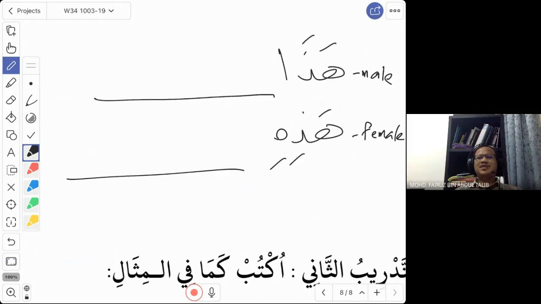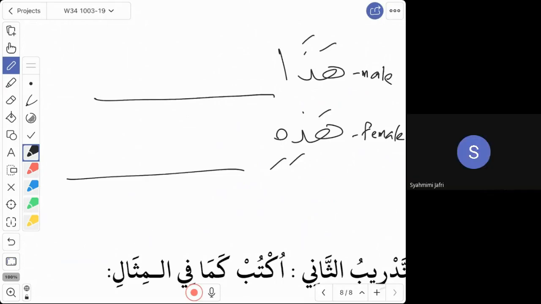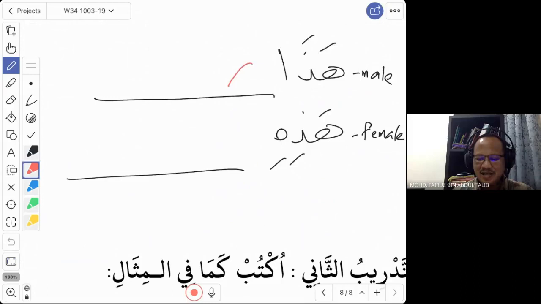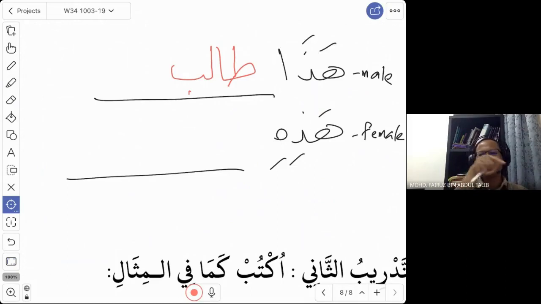We start with the male student. This is a male student. What is the word? Just now we said Ana. Yes, Shamimi. Haza talib. Okay, shukran Shamimi. Haza talibun or haza talib? Yes, this is sahih, correct. Why? Because talib is the male student, right? So since this is male, you have to say haza. Yes, correct. So you say haza talib.